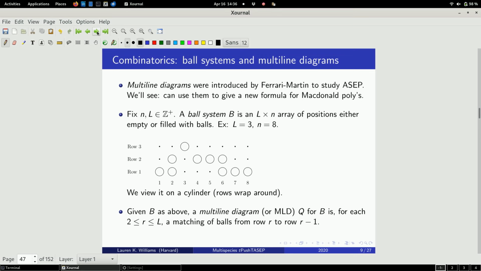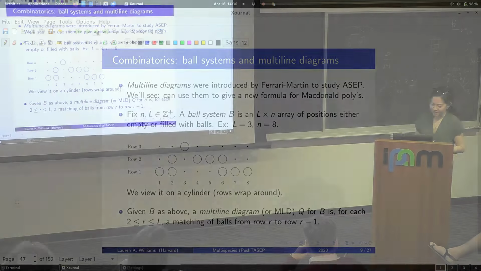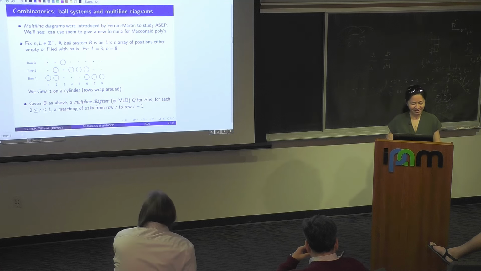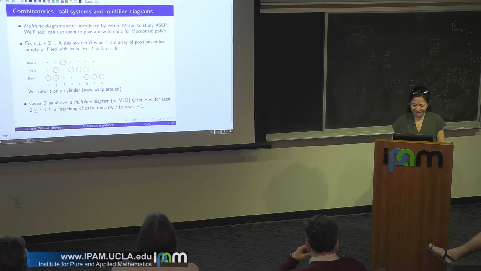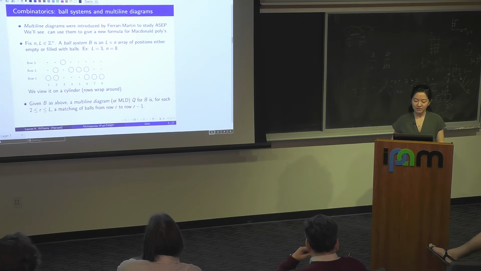And now a multi-line diagram, which normally I call a multi-line queue, but James prefers the notation multi-line diagram, and he invented them, so I guess I'm trying to switch to multi-line diagram. So a multi-line diagram is, for every row from 2 through L, a matching of balls from row r to row r minus 1.